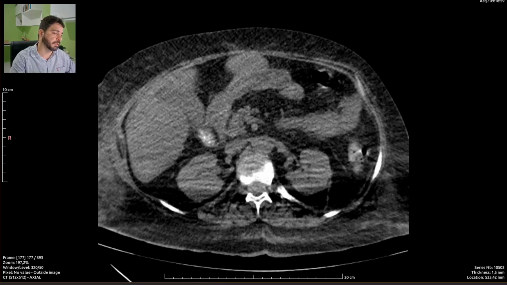Feel free to skip ahead to the next case. I'm going to report the superior abdomen and take a section of the report, copy and paste to the pelvic exam, which makes my work much easier.